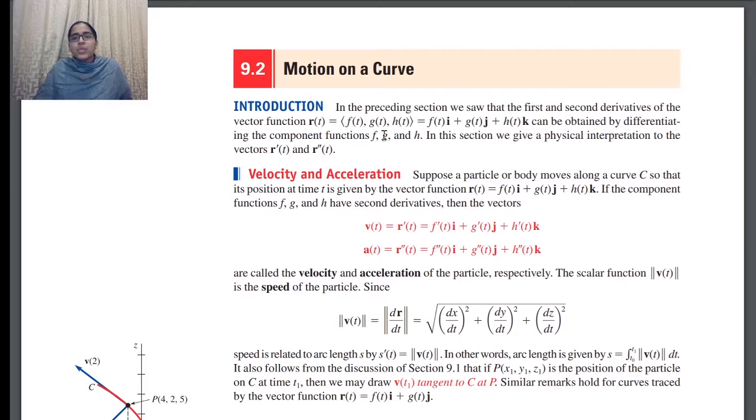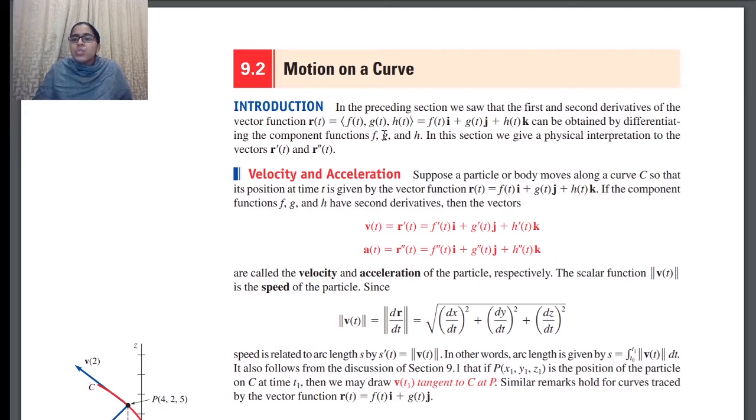Now in this section we are giving a physical interpretation of these two derivatives, that is r dash of t and r double dash of t. Now let us go to the definition of velocity and acceleration.